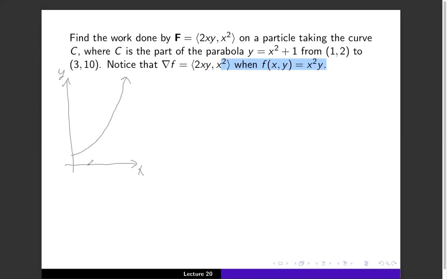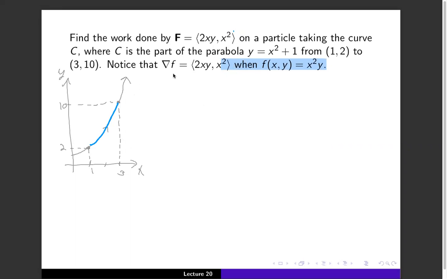So let's say that this is 1, 2, 3. You're going, again, this is not to scale, from the point (1, 2) up to the point (3, 10). So in this case, here is our curve. Our curve is going up this segment right here. Now, it's tempting at this point to say, okay, let's parameterize that curve. But we actually don't need to do that in this case.